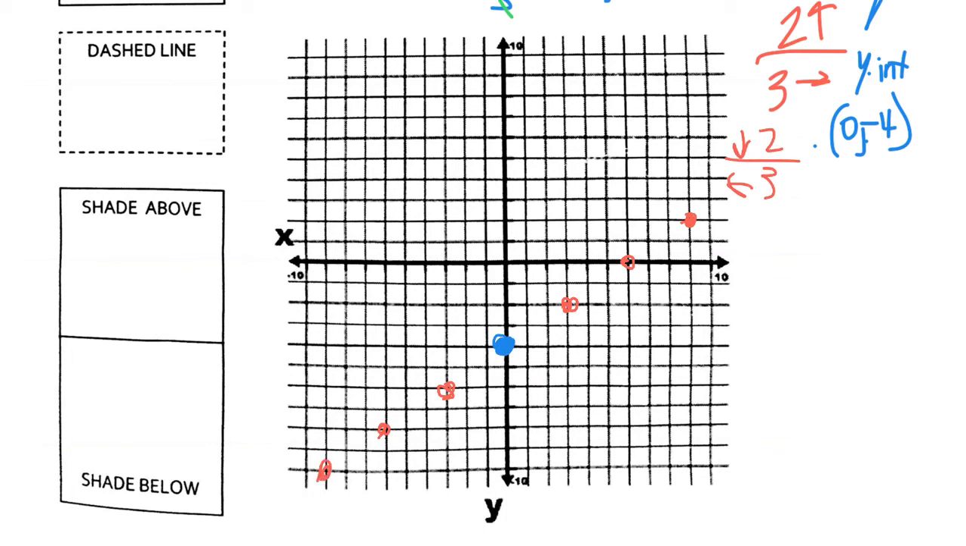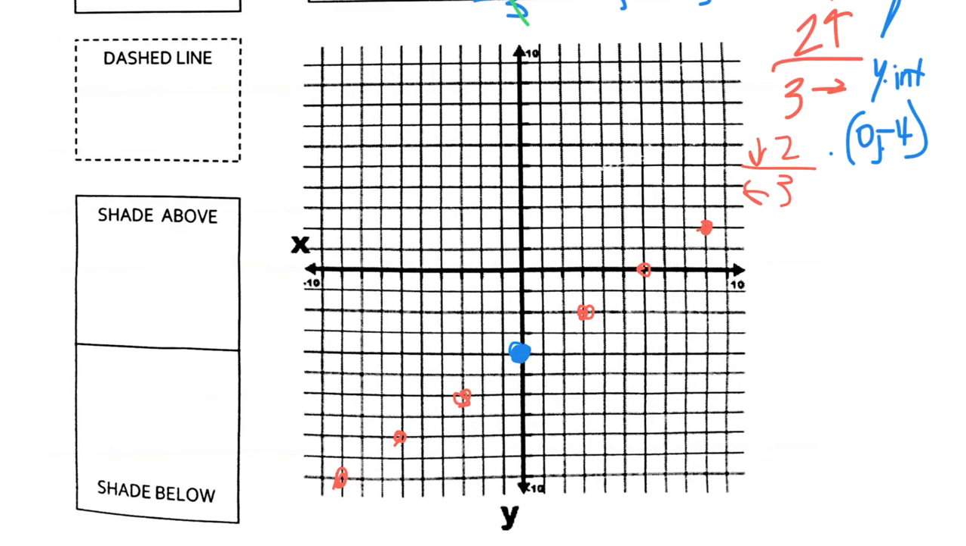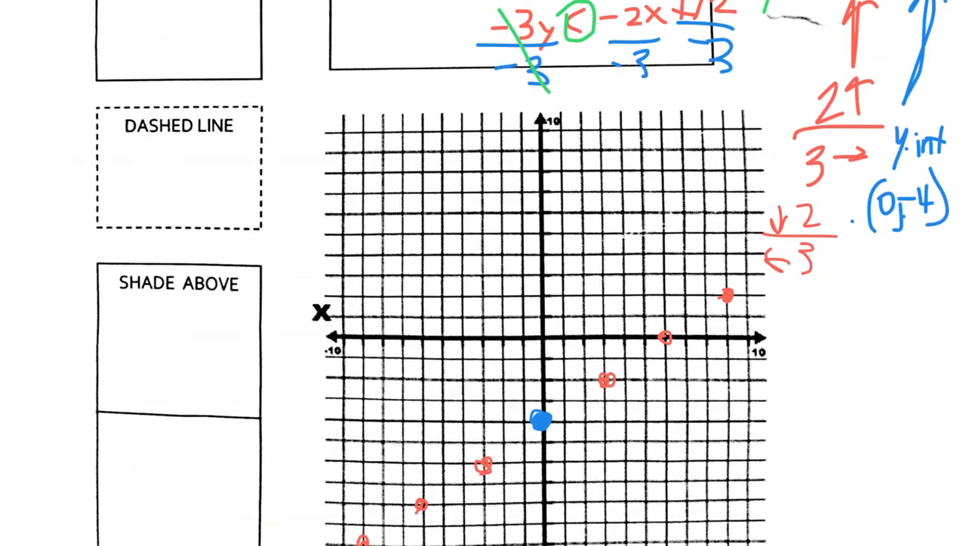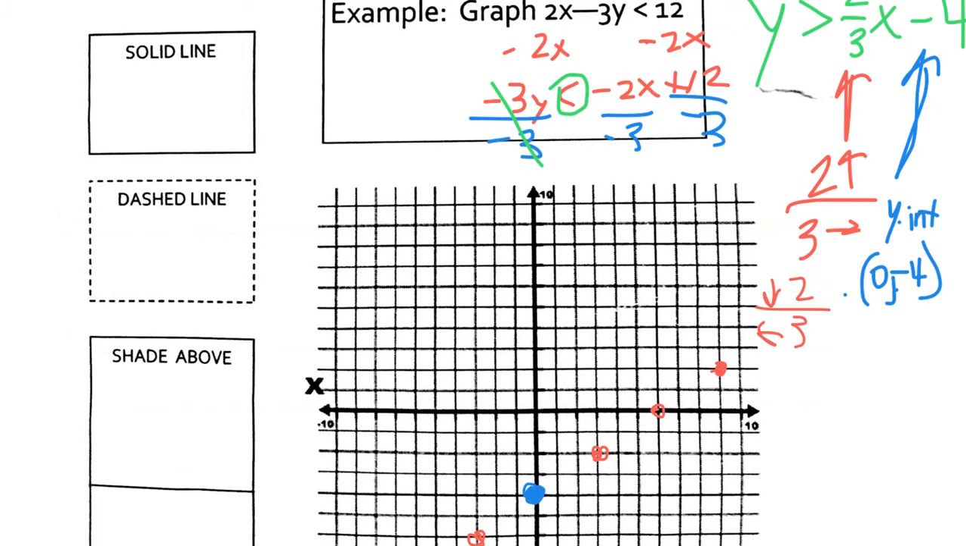Now that we have our points, we have to figure out if it is a dotted or a solid line. If we zoom back out and look, is it going to be a solid or a dotted or dashed line? Dotted or dashed, similar things. If we look at the inequality symbol in our equation, we have a strictly greater than symbol. Strictly greater than means it is going to be a dashed line.